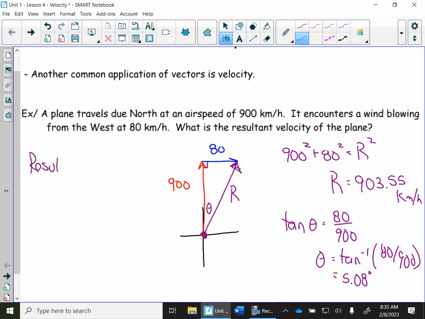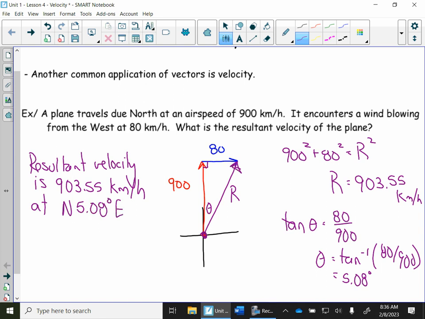So what is the resultant velocity? The resultant velocity is 903.55 kilometers an hour at, in your direction here, a bearing of, well, there's a couple ways you could do this. We could say north, and then it's 5.08 towards the east. Or we could literally just say at a bearing of 5.08 because north is 0. Both of those would work. Kind of your choice there. Okay, that's it. I'm just going to solve that one.